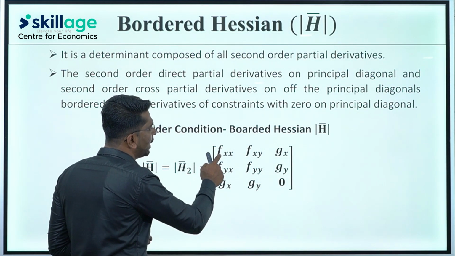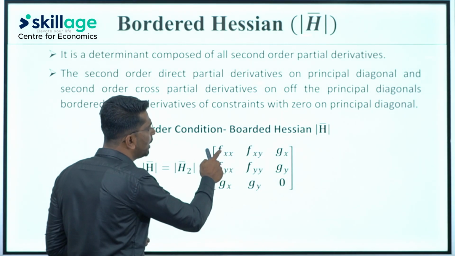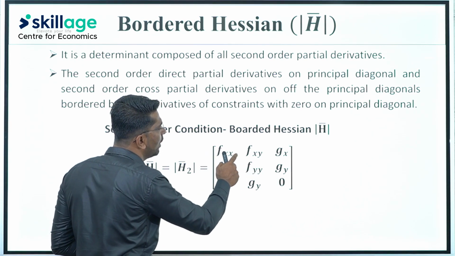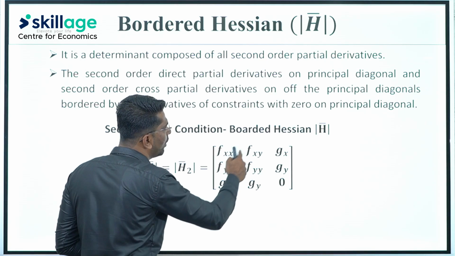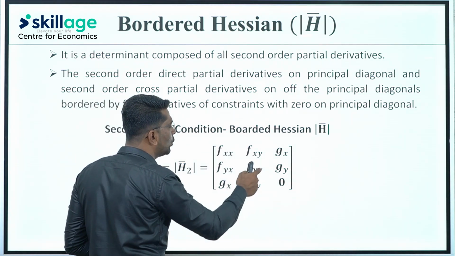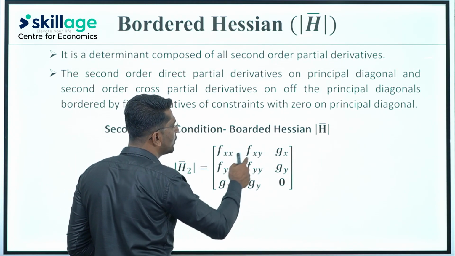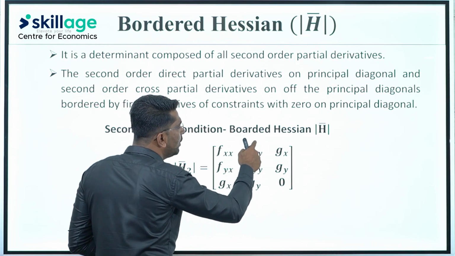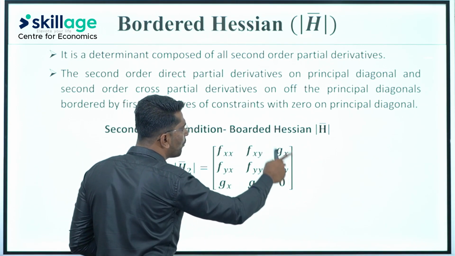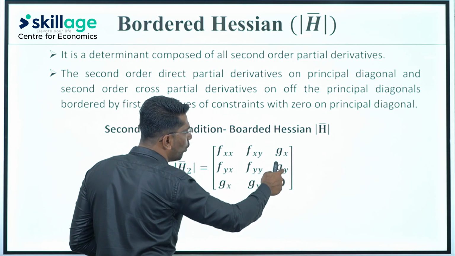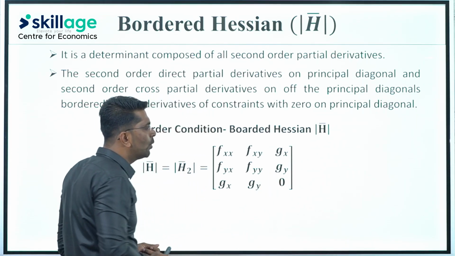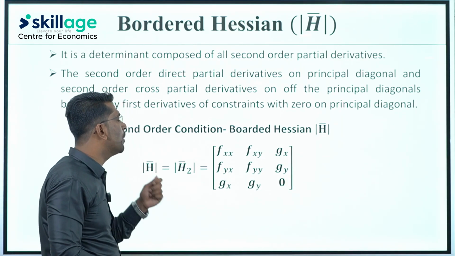See, f of xx, the second order direct partial derivative, is on the principal diagonal, f of xx and f of yy, then f of xy and f of yx off the principal diagonal. So we have a plain 2 by 2 Hessian matrix: f of xx, f of xy, f of yx, f of yy. But this is bordered by the first order derivatives of the constraint with respect to x and with respect to y, with 0 on the principal diagonal. See here, 0 is given. In this way you can formulate a bordered Hessian matrix.